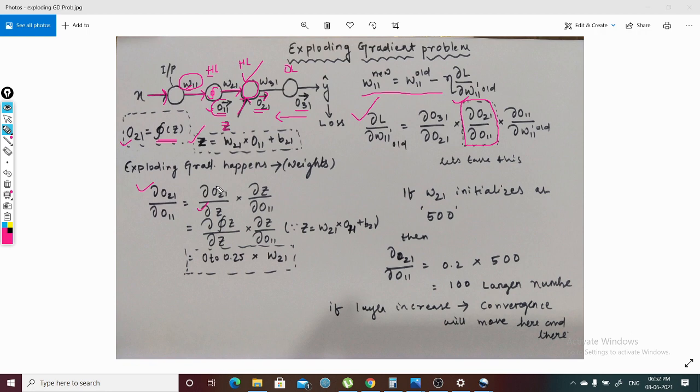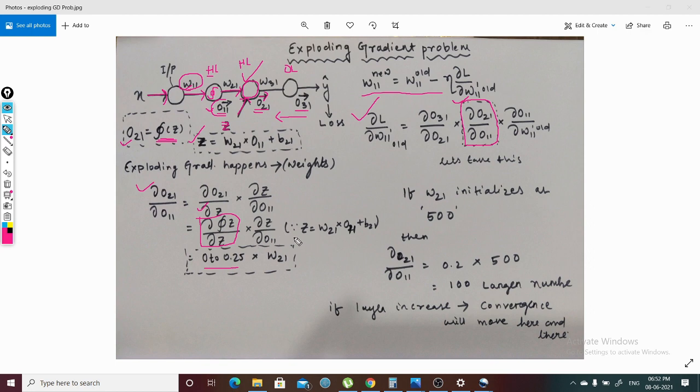As we know, this output is coming from the sigmoid function. So we can write sigmoid of z in place of O21, with respect to z, and this z with respect to O1. This is nothing but the derivative of the sigmoid function, whatever the derivative of the sigmoid function is, which can be any value from 0 to 0.25.